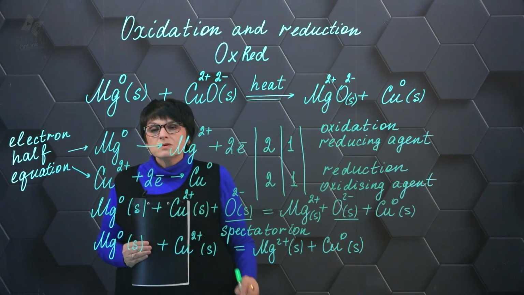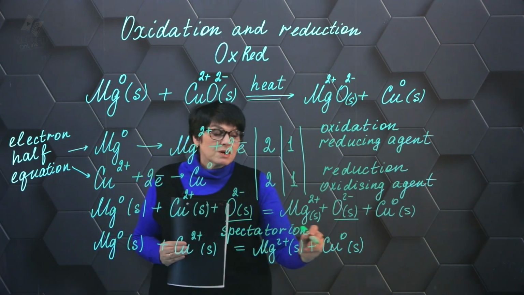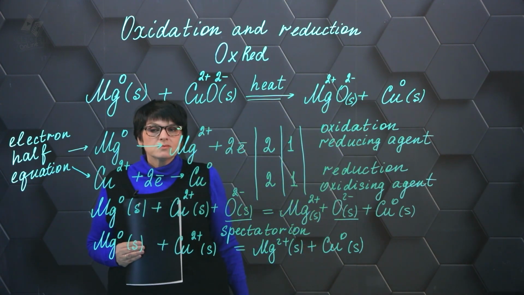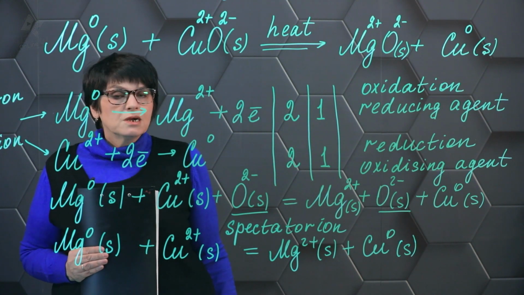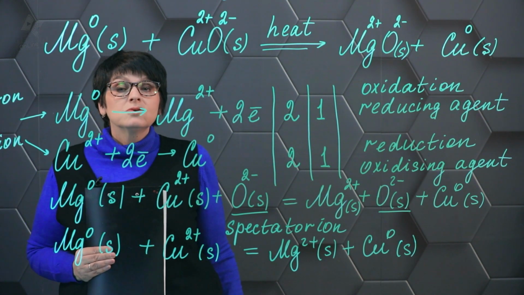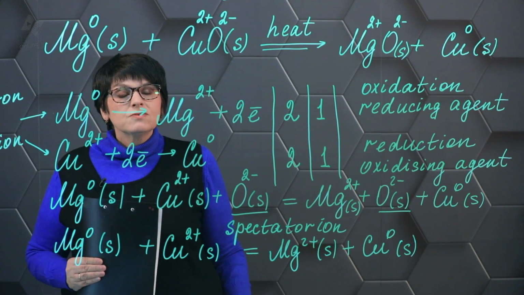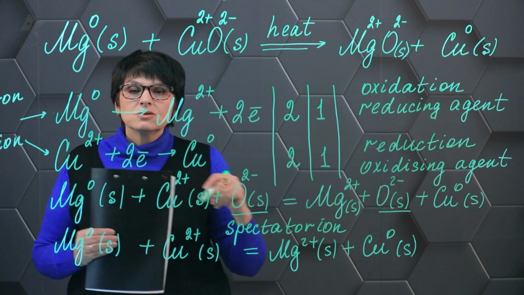And I draw your attention, but the reverse process in this case would be absolutely impossible, because copper will never be able to displace magnesium back. This reaction will not be possible under any circumstances, because metals have the concept of metal strength, and then a stronger metal can displace a weaker one, but not vice versa.